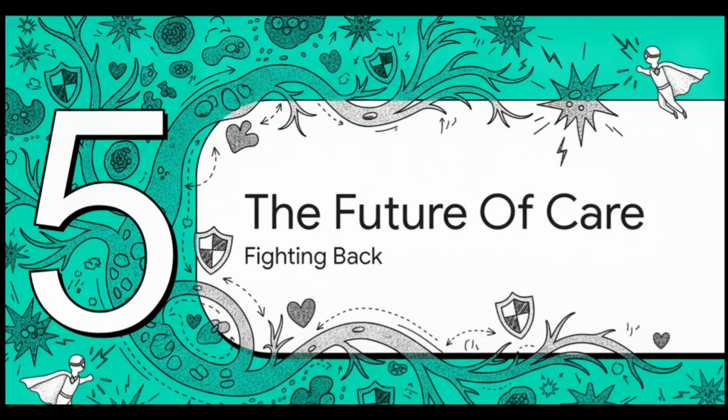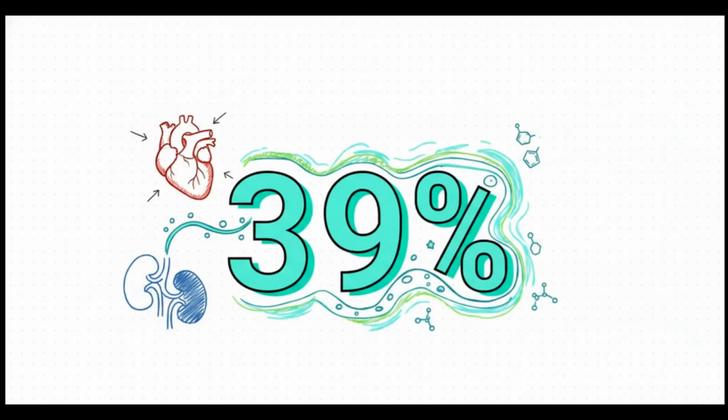Finally, we've reached section 5, the future of care. This is how we're fighting back. The medical field is deploying an entirely new class of medical heroes to fight this systemic attack. Get this, there's a 39% reduction in the risk of heart failure hospitalization when diabetic patients are treated with a new class of drugs called SGLT2 inhibitors.